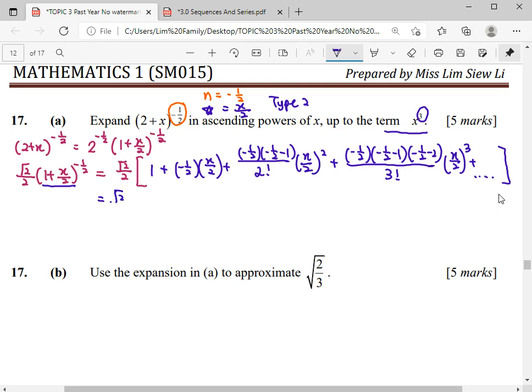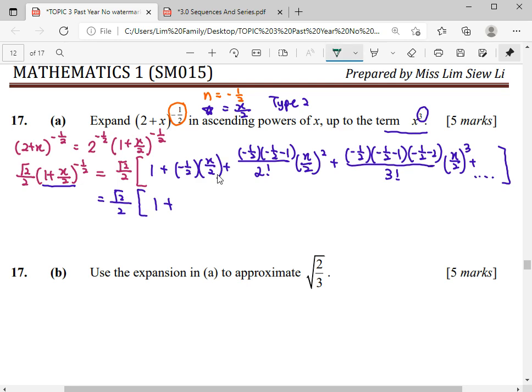The coefficient square root 2 over 2, we leave it. We simplify our expansion here first. For the first term here it is 1, so nothing to simplify. Then for the second term, we will press the calculator. We will press all of this, just skip the value of x. So this means we will press 1, negative 1 over 2, times 1 over 2.